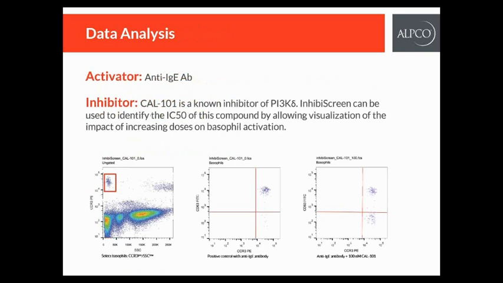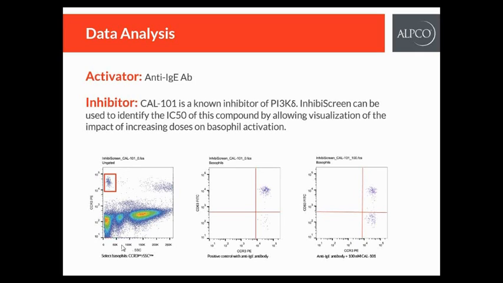So the type of data that you will see when you're using this assay is demonstrated here. So for example, when activating with an anti-IgE antibody, what you're doing is you're activating the PI3 kinase pathway via the delta isoform. And in this experiment, we've looked at Cal-101, which is a known inhibitor of PI3 kinase delta.